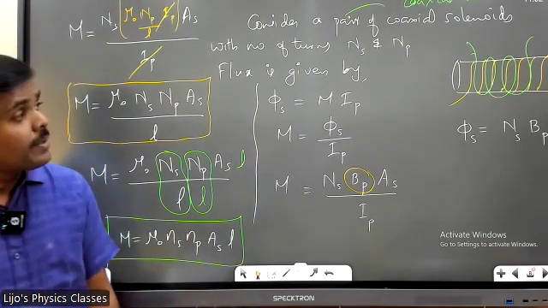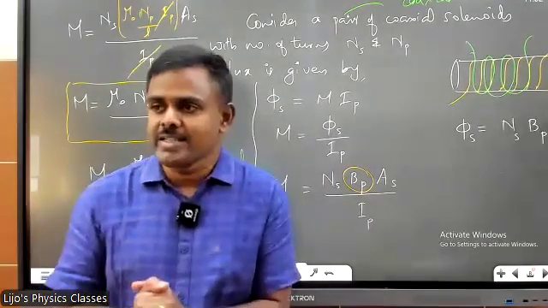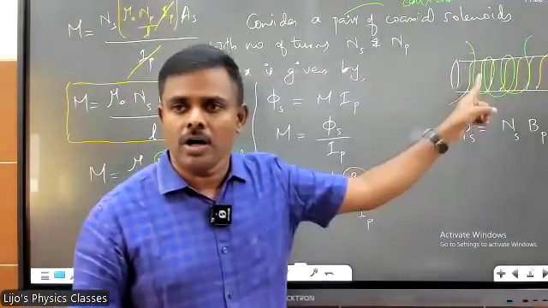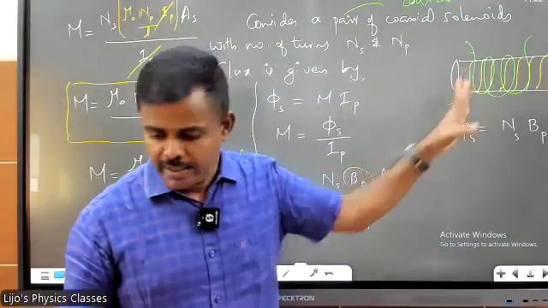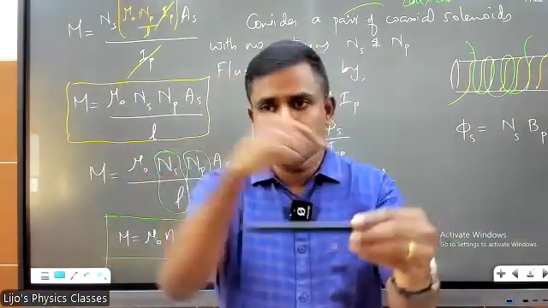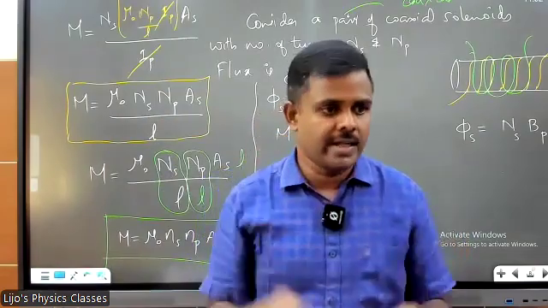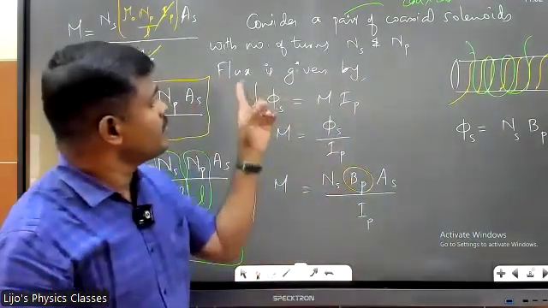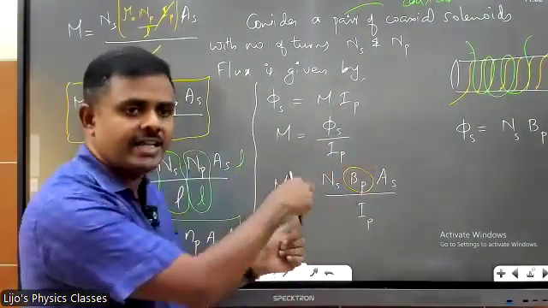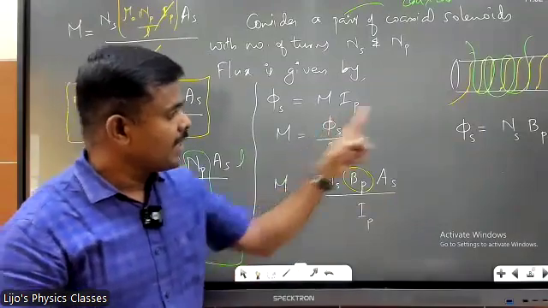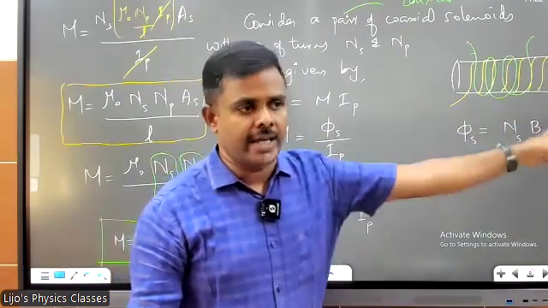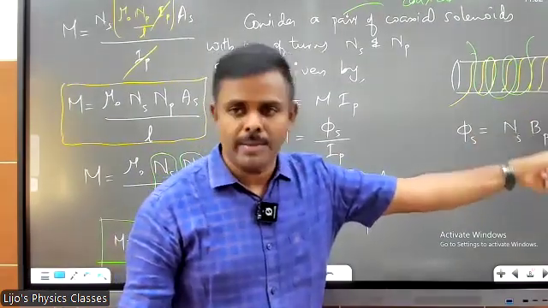Now this is about mutual inductance. We have a pair of coaxial solenoids. Coaxial means both the coils are wound over the same coil. You take a pipe like this, wind one wire, over which you will wind another wire. I'll show the actual device in the next class. Flux is given by M into IP. I want M, so M will be phi s divided by IP. What is flux? NBA. But remember, NS BP into AS because the field is the primary field.